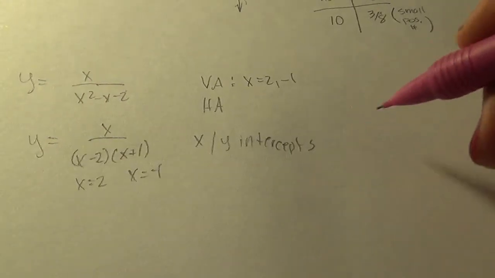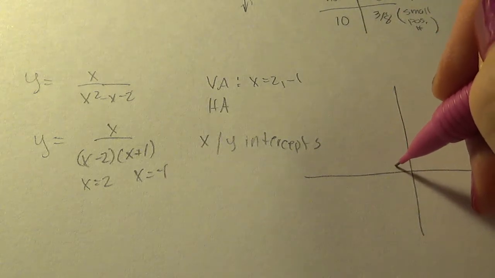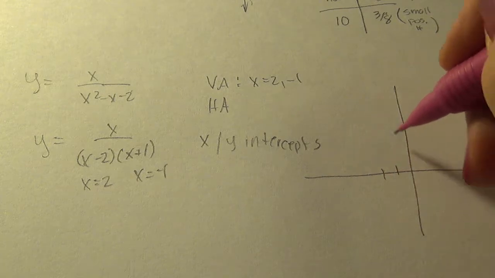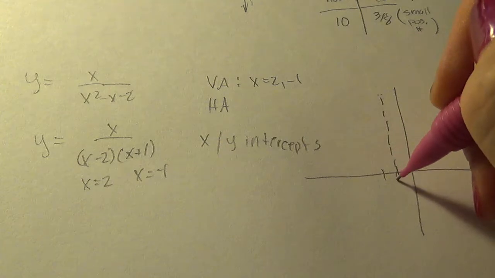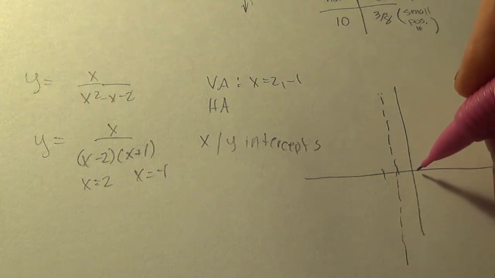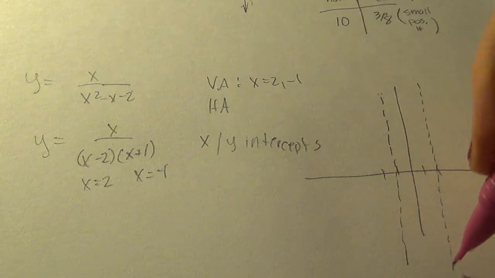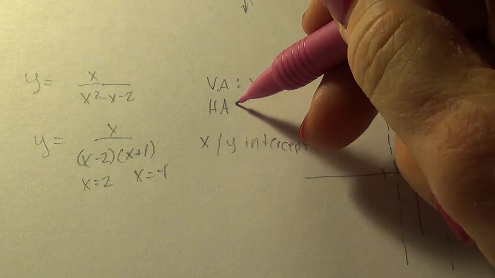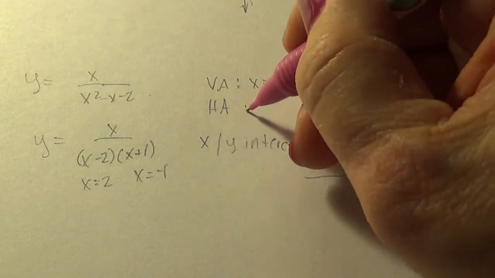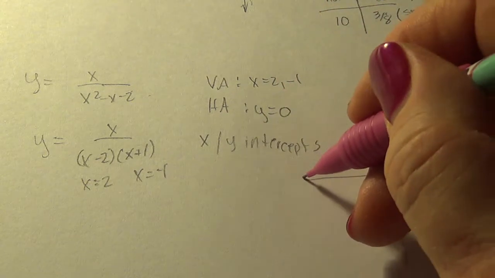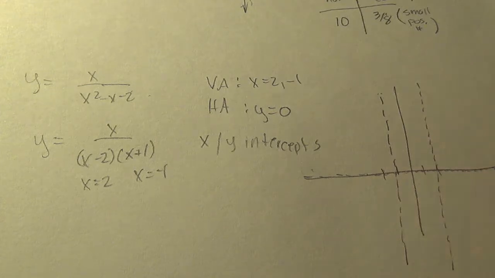I'll go ahead and start my graph. So the complication is now we have more than one asymptote. We have x equals minus 1 and x equals 2. Alright, now the horizontal asymptote for this case is always y equals 0. Always, when the numerator is smaller than the denominator.